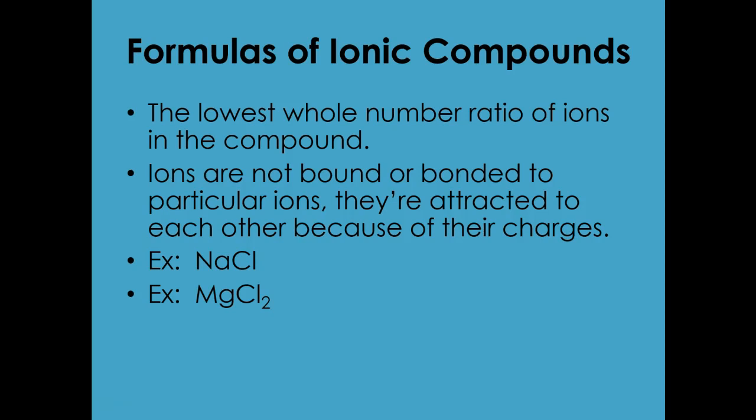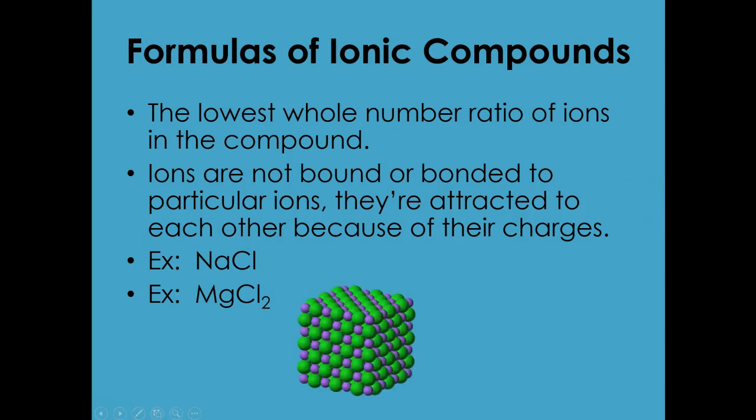And so the formula of an ionic compound is simply the lowest whole number ratio of ions in the compound. For example, in that picture I showed you of sodium chloride, you could see that it was this giant extended lattice, but the ratio of sodium to chlorine is 1:1, and so we write the formula as 1 sodium and 1 chlorine.